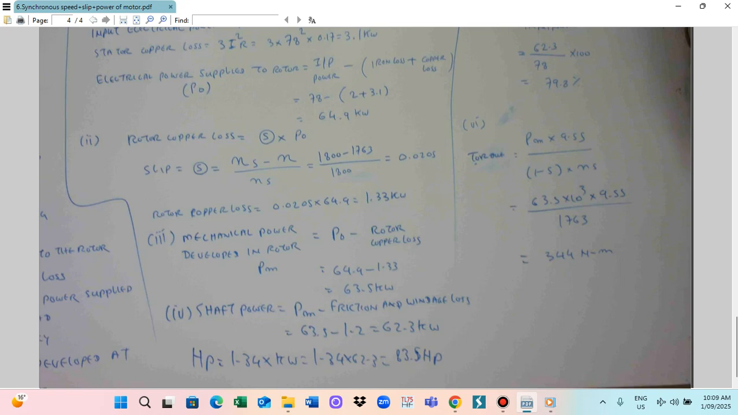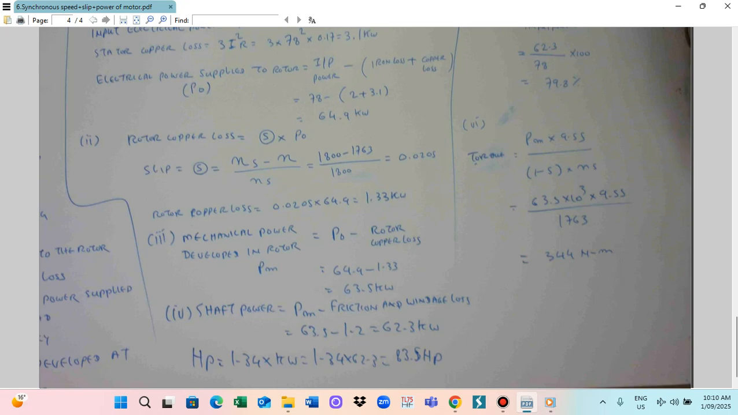So then we substitute here. Input power is 78 minus iron loss. So iron loss will be 2 plus 3.1. So then we have 78 minus 5.1. So you got this 64.9 kilowatt. Okay, so this is for the first thing we calculate.